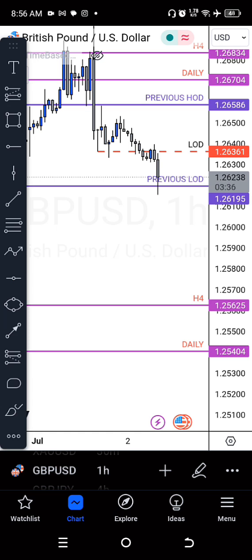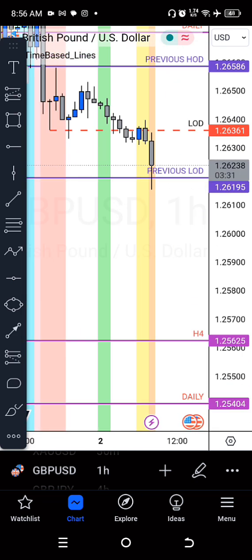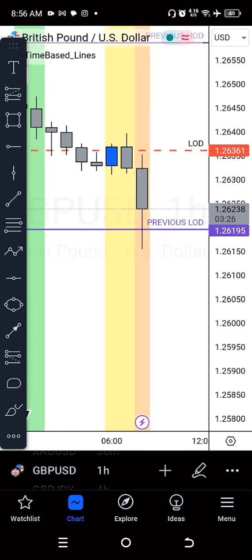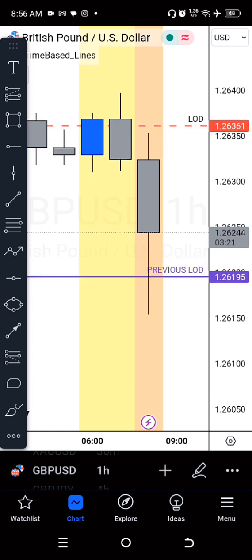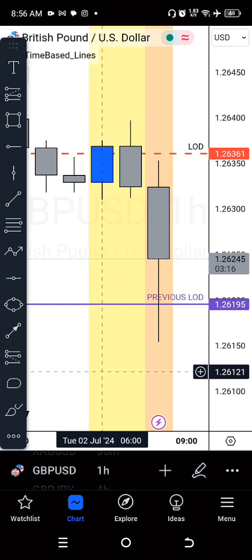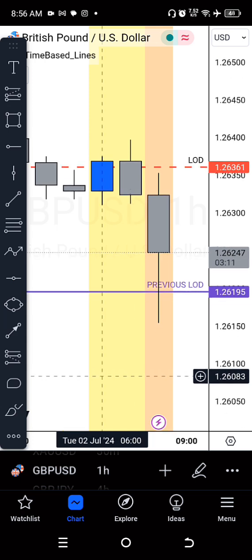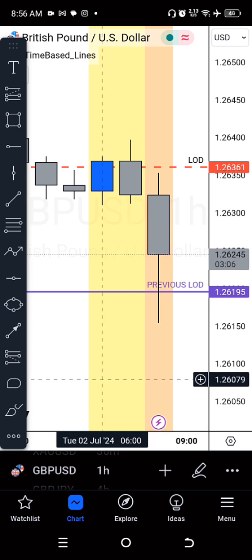So I'll turn my indicator back on on the 1 hour. Now this is what I normally do. I'll look out for the first candle that comes out from the Frankfurt area, and the candle is the 6 a.m. candle in the morning. If your settings are not giving you this, then there's a problem. The 6 a.m. candle is the first candle that comes out from the Frankfurt section.